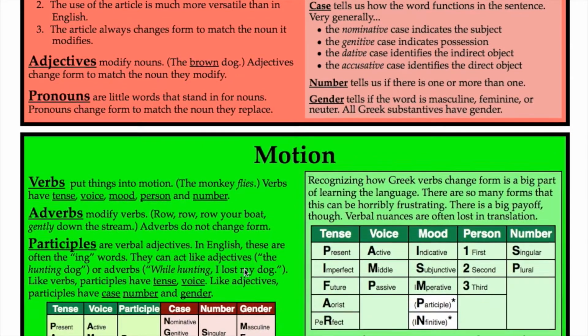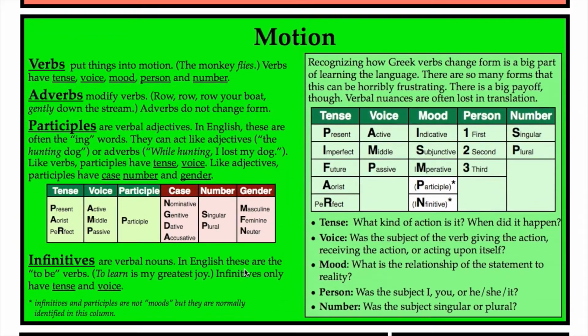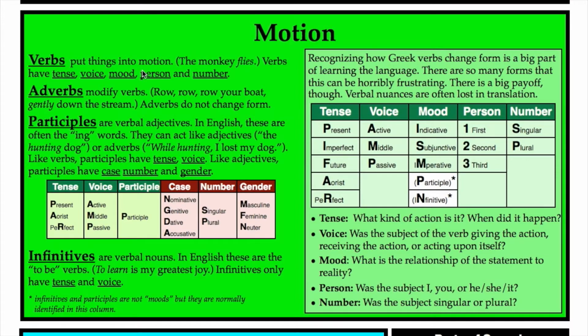Now, under motion, as we scroll down here, we find our verbs, which of course are our action words that put things into motion. Adverbs are modifiers of verbs. Usually they are ly words in English. Participles, which are in English ing words, are strange because they are partly verbal and partly adjectival. They modify nouns, like hunting dog, for example. Hunting is a very verbal idea, but hunting here is acting like an adjective describing the dog. So participles are sort of a strange hybrid.